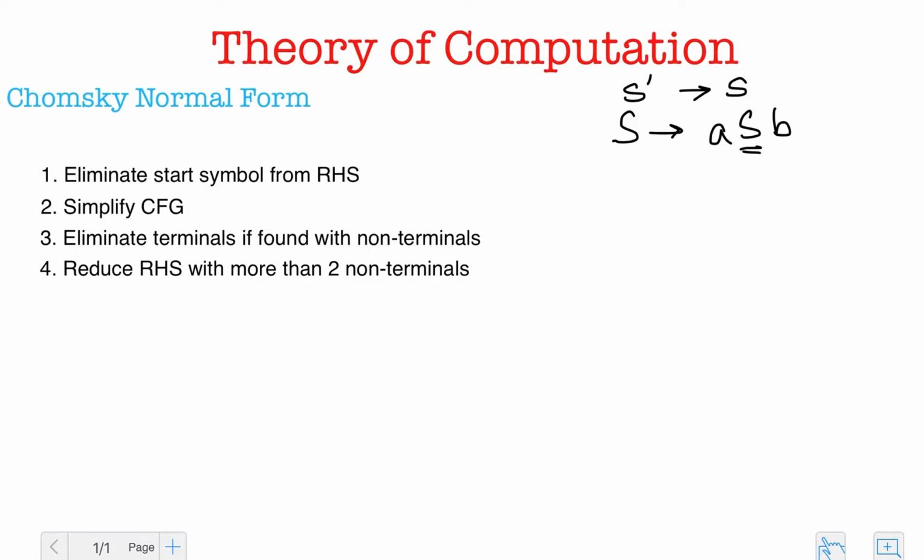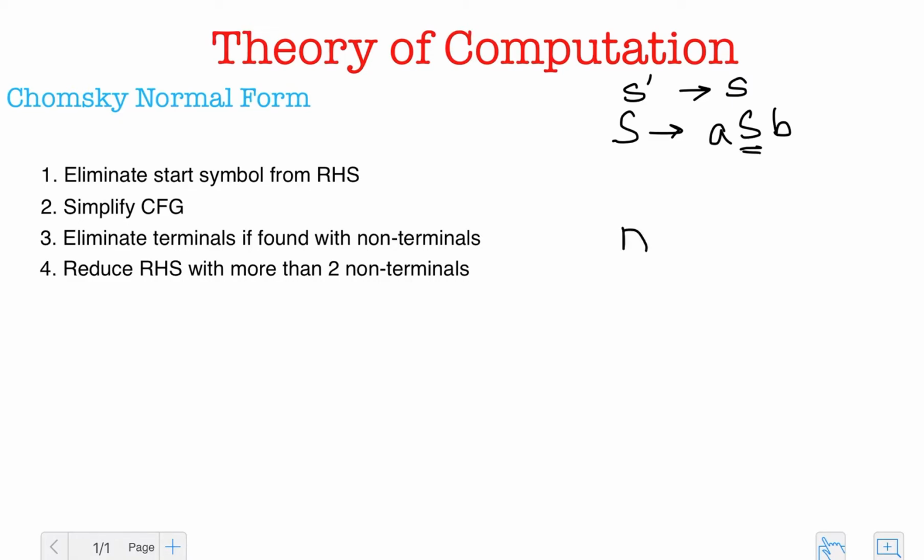Step two is to simplify the CFG. So that would be all of the simplification processes that we saw earlier. We need to remove unit productions, we need to remove epsilon productions, at least from everything other than the start symbol. So once we do that, we remove the useless productions and all of that. That's step two. The third step is to eliminate terminals if found with non-terminals.